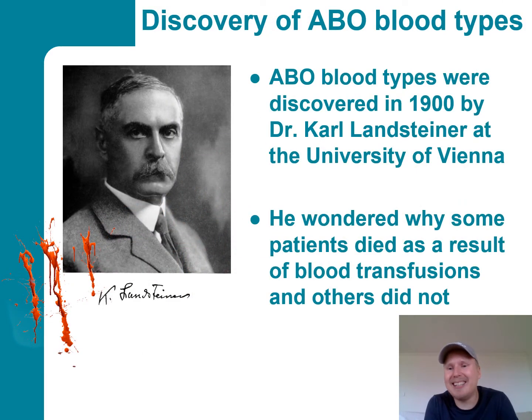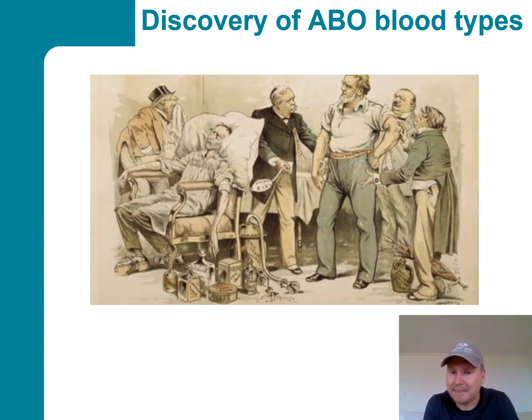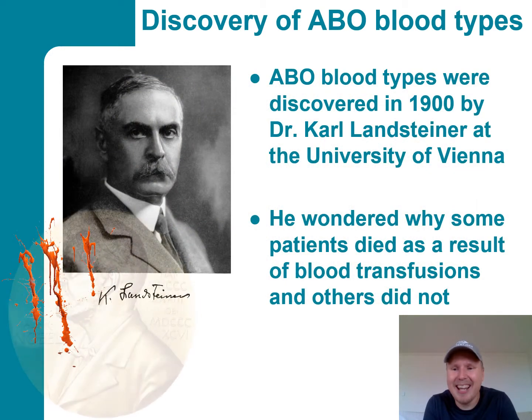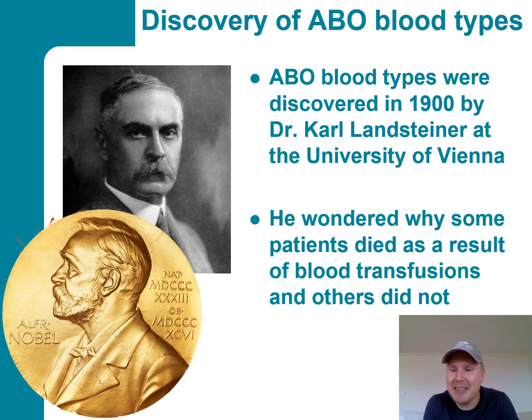Let's start with a little history. The blood groups were discovered around 1900 by Carl Landsteiner. He wondered why some people were saved as a result of blood transfusion, but some died. Isn't that a good question? In fact, in 1930, he received a Nobel Prize for his work on this.